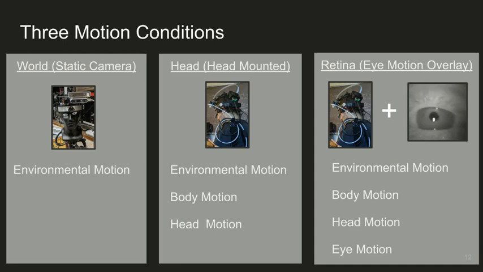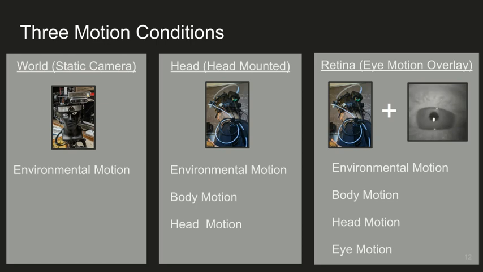We can use this data to differentiate between three motion conditions. The first, world, shown on the left, is video data taken from the static camera, which includes environmental motion only. The second, head, in the middle, is video taken directly from the head-mounted camera, and in addition to environmental motion, also includes body motion and head motion.